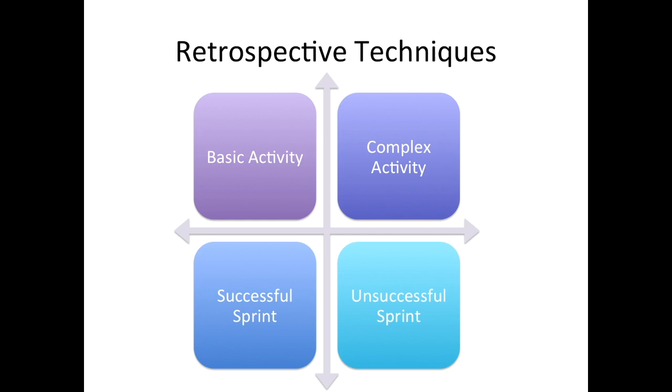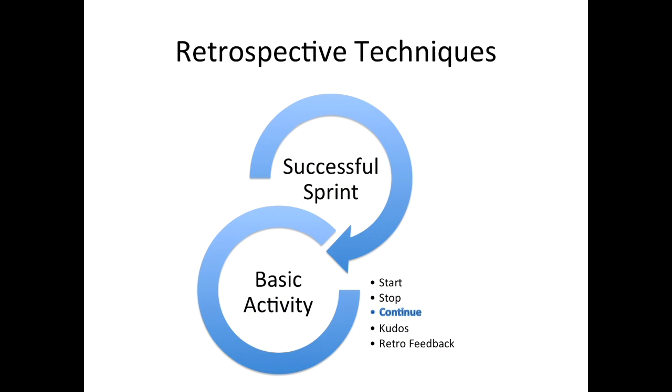This is an oversimplification of how I feel on the topic, but we have successful and unsuccessful sprints, and then we have basic activities and complex activities. Generally speaking, when sprints are successful, and I understand there's probably some things in between, I like to keep the activities basic. I tend to go back to the start, stop, continue, kudos, and then maybe some retro feedback model.